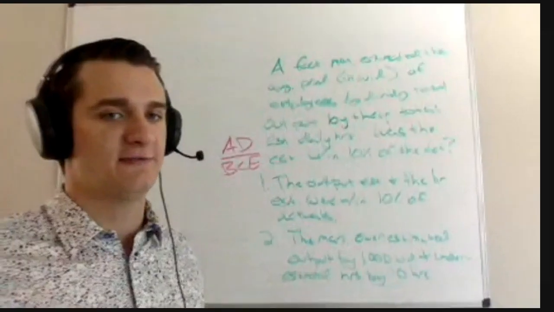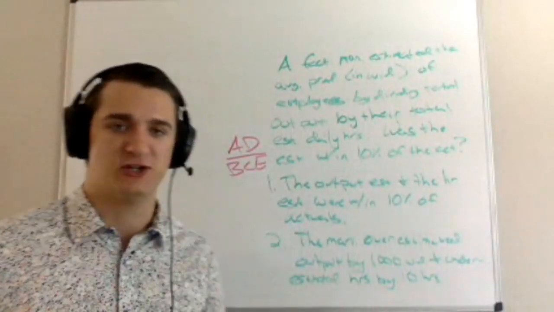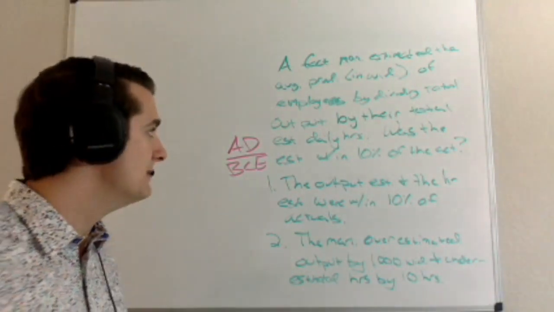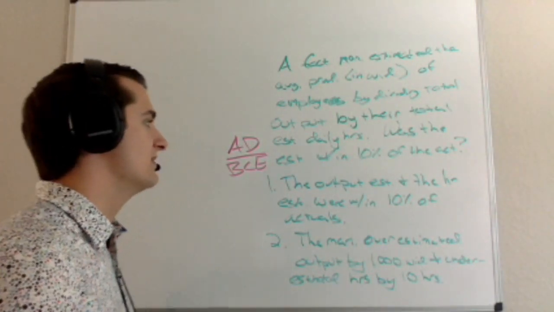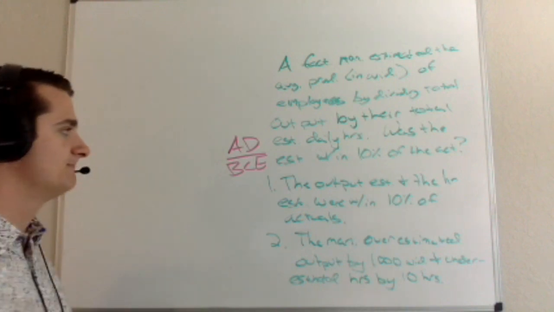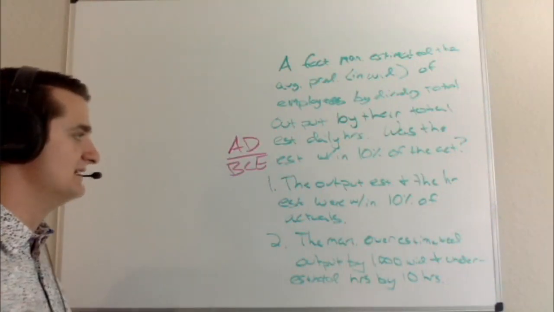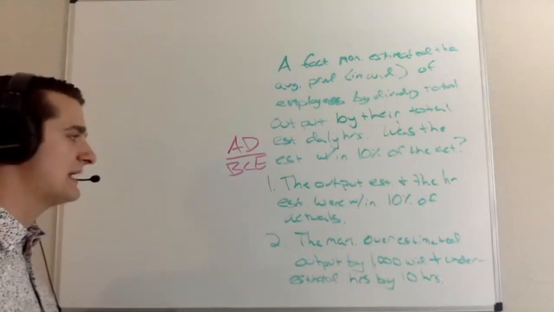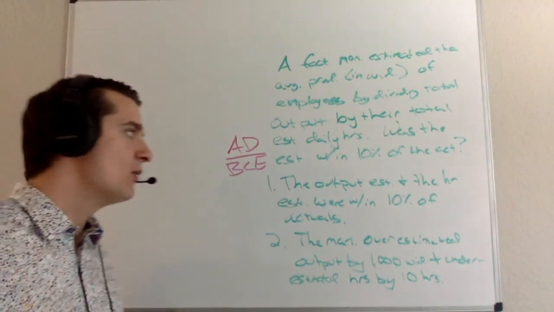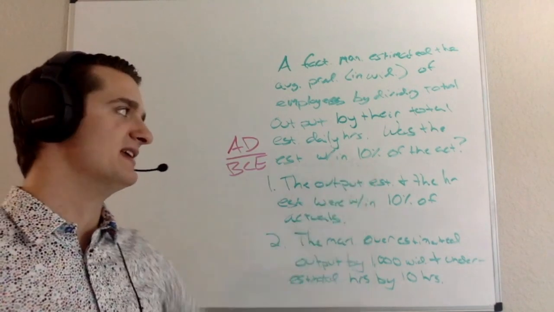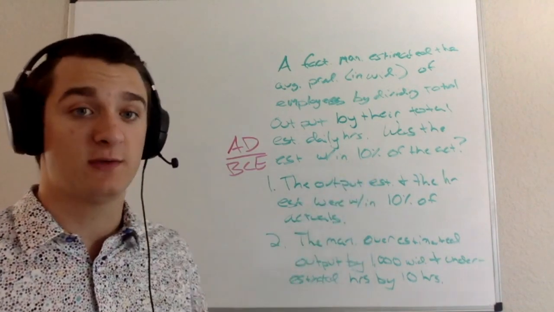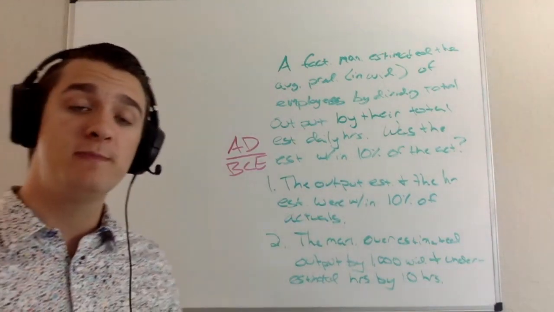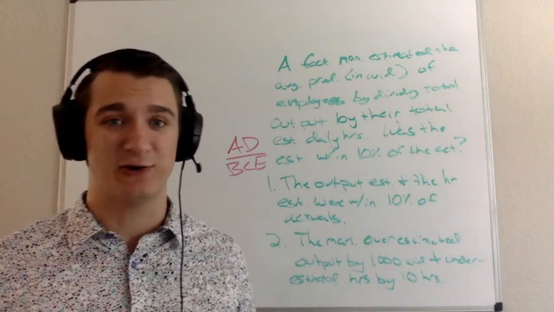Once again, I have written it up here in an abbreviated fashion, which is not to say that every word is not important here. But what I want to start with is I want to think about what statement 1 really tells me. If the output estimate and the hour estimate were within 10% of actuals, well, then definitely it could be within 10% of the actual, right? Because it could be that they're both spot on, right? That would be within 10% of the actual. But there could be as much as a 10% error in each.